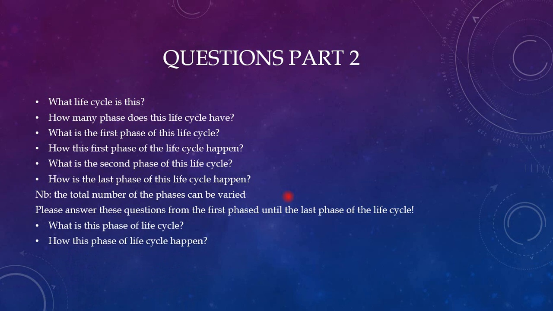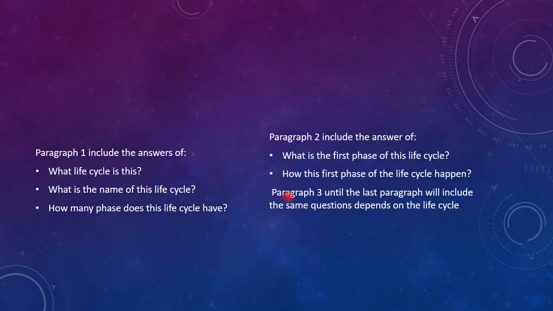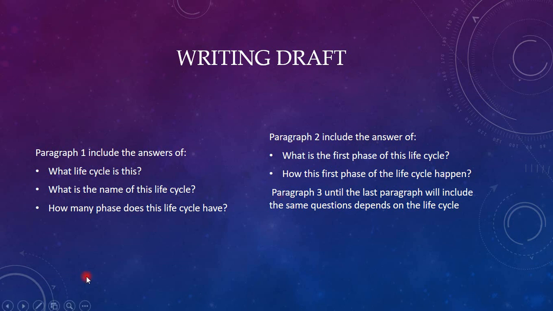Okay, so these two questions, you have to do for the first phase until the last one. So keep that in mind. And what you are gonna write is in the writing draft, so before you have this writing draft, you have to answer those questions that I gave you before. After you answer that, you have to look at the paragraph one. It includes the answer of what life cycle this is, what is the name of this life cycle, and how many phases this life cycle has.